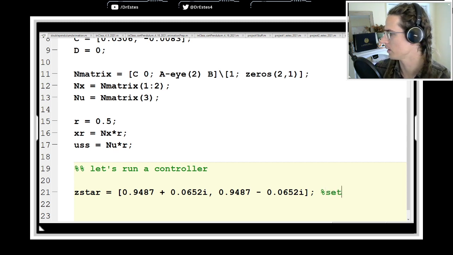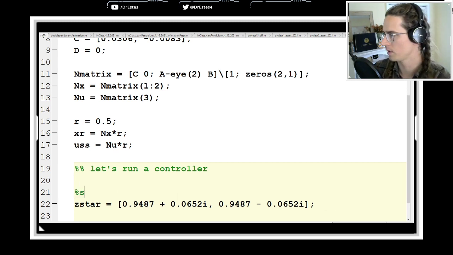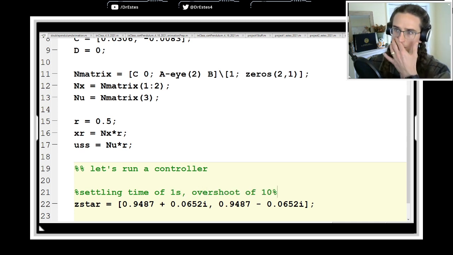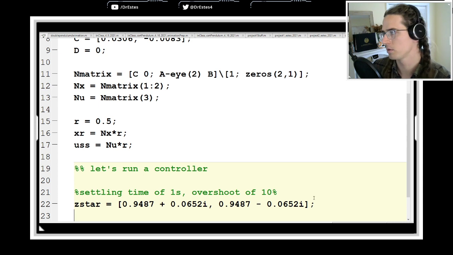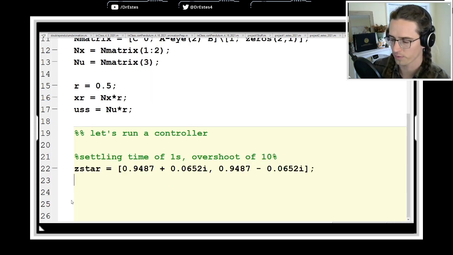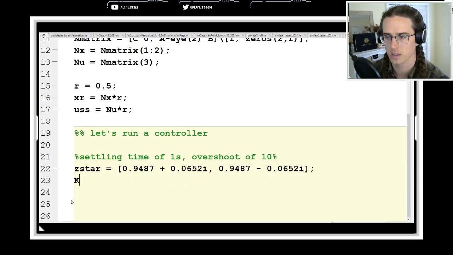So let's say, maybe we'll put this here. Settling time of 1 second, overshoot of 10%. So the next step is to solve for your feedback gain matrix.